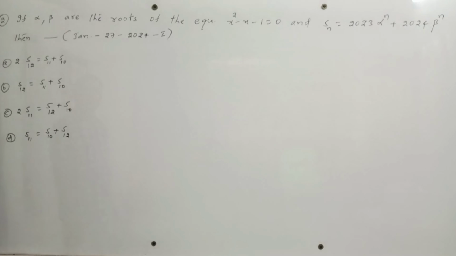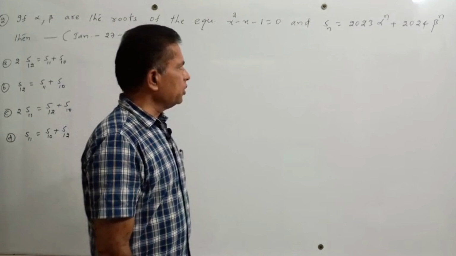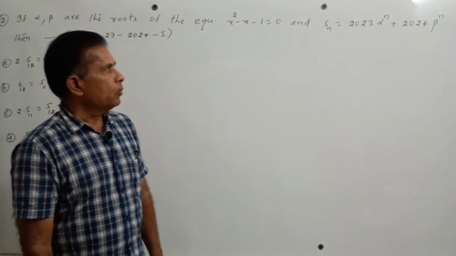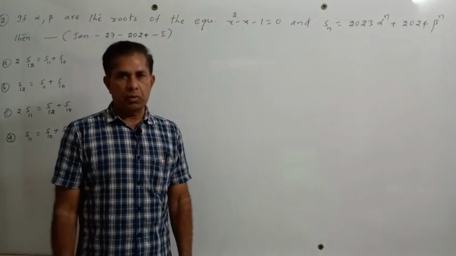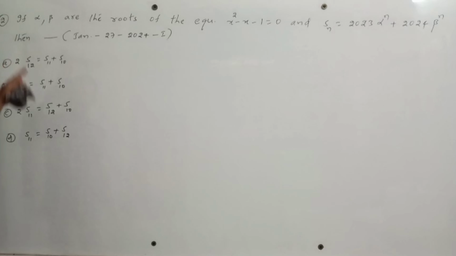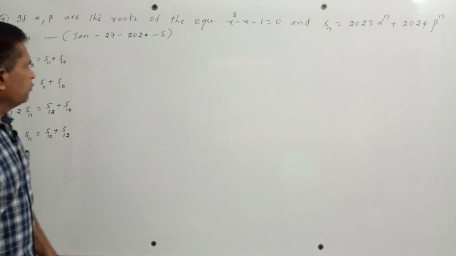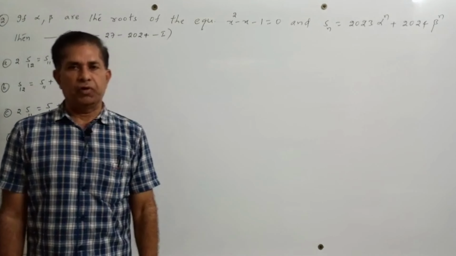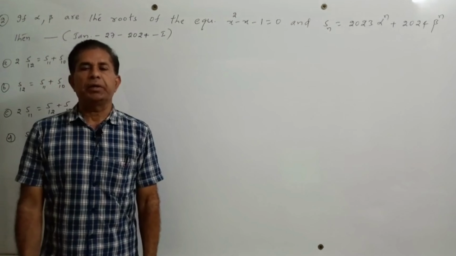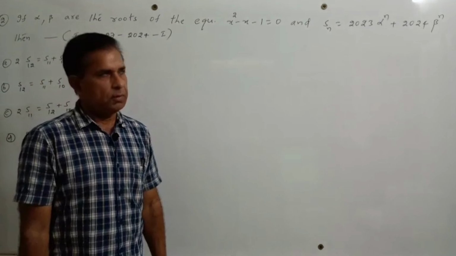If alpha, beta are the roots of the equation x square minus x minus 1 is equal to 0 and Sn is equal to 2023 alpha to the power of n plus 2024 beta to the power of n, then we have to calculate the relation connecting S12, S11, S10. This problem was given on January 27, 2024, shift 1. See, it is slightly different as compared to the previous model.